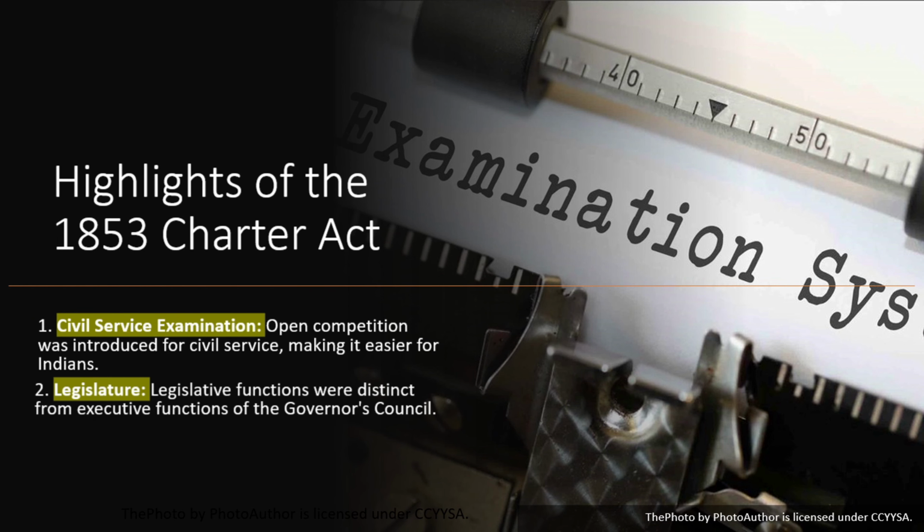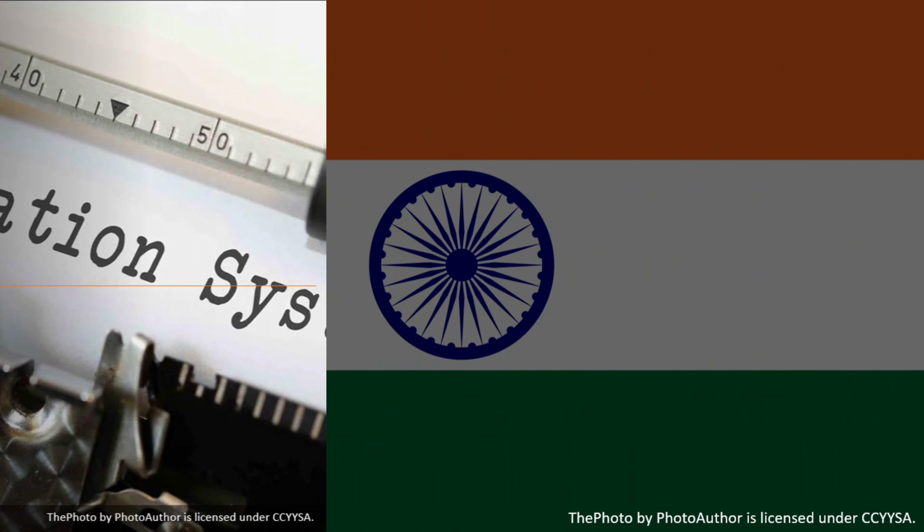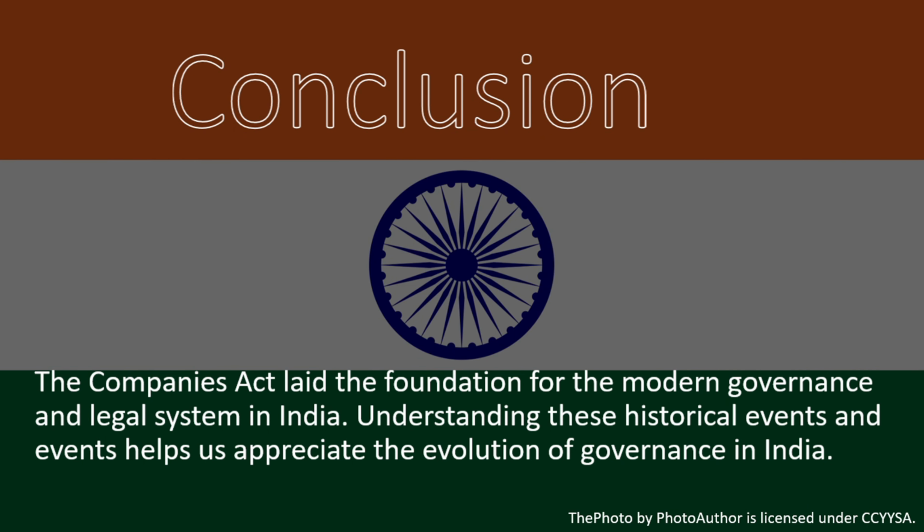Legislature. Legislative functions were separated from executive functions of the Governor's Council. New Charter. The charter was renewed without a fixed term, providing for an indefinite reign. Conclusions. The Company Rule laid the foundation for the modern governance and legal system in India.